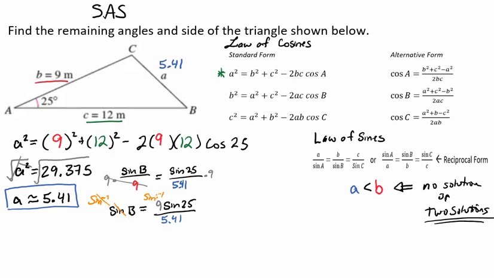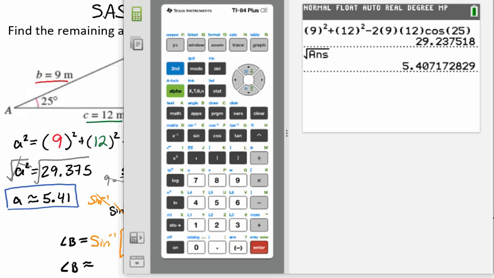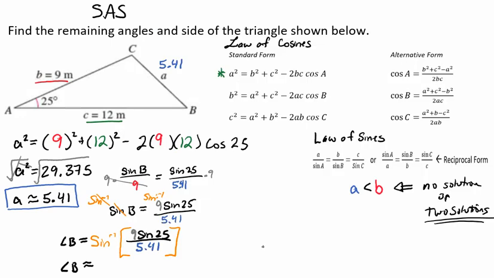All right, that'll cancel that out. And so we'll be able to say, okay, angle B is going to equal the inverse sine of 9 times the sine of 25 divided by 5.41. So we'll bring up our calculator and plug that in, and that's going to give us about 44.67.